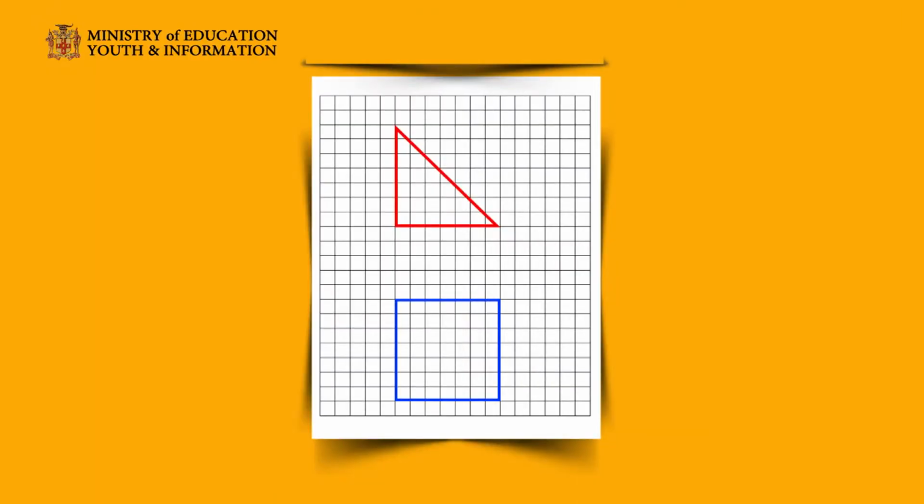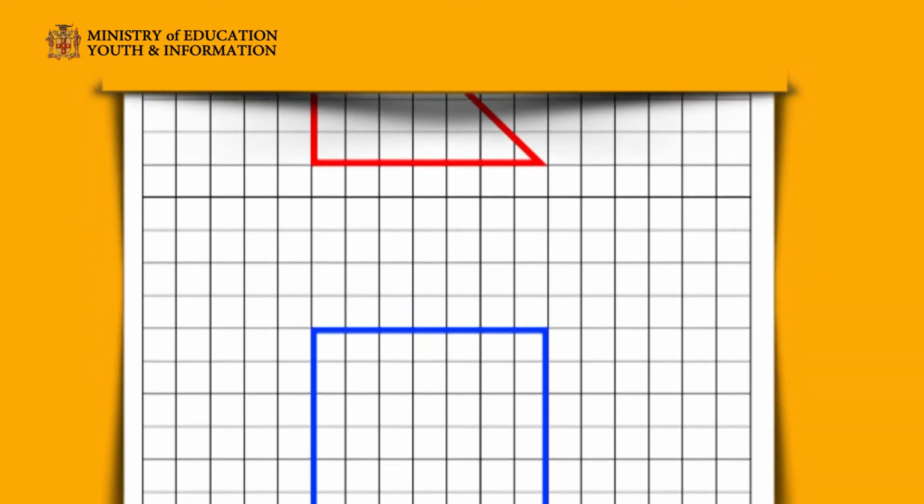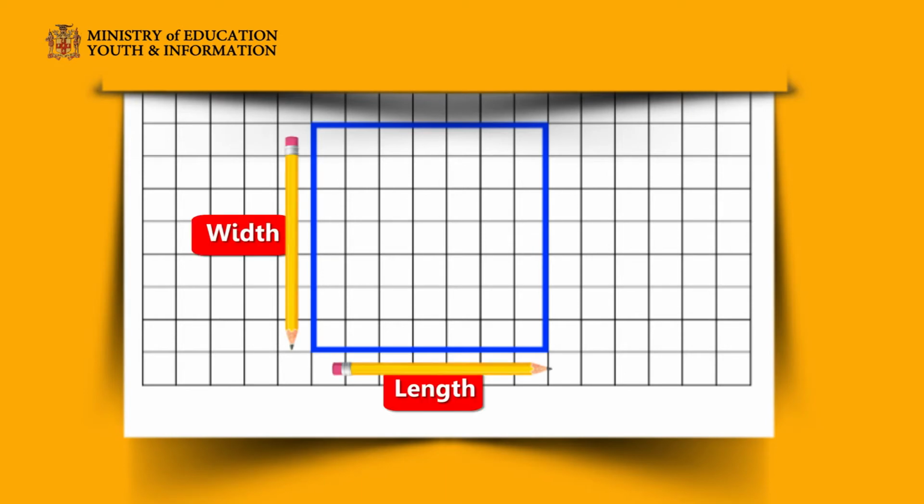Let us take a look at the shapes. What are the names of the shapes? Let's see. Well, this is a triangle, and a right-angled triangle to be exact. At a glance, this looks like a square. If the length and the width are the same dimension, it is definitely a square.